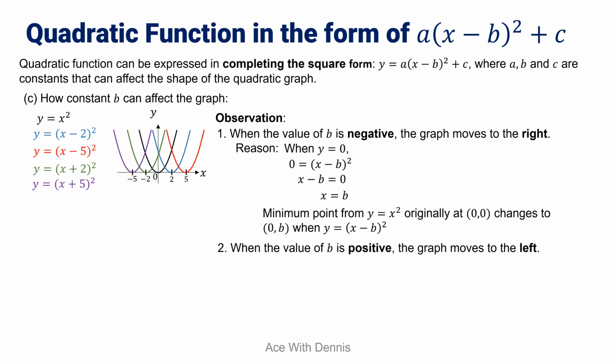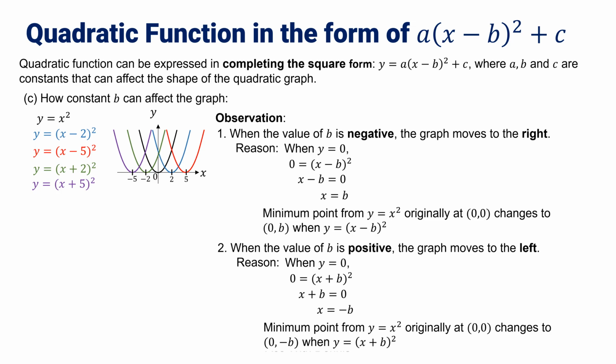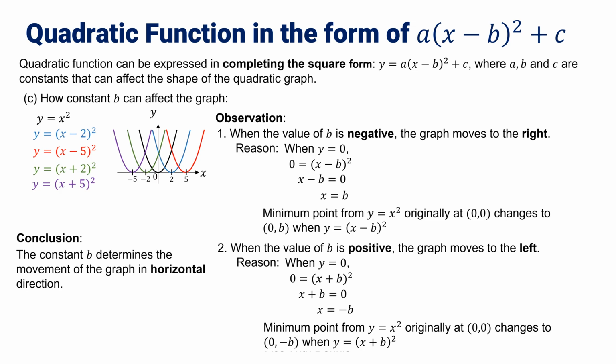Similarly, the second observation that we can see from here is when the value of b is positive, the graph moves to the left. The reason is because when y equals 0, the equation becomes 0 equals (x plus b) squared, which means x plus b equals 0, then x equals negative b. So this means that the minimum point from y equals x squared, originally at (0, 0), changes to (negative b, 0) when y equals (x plus b) squared. So the conclusion that we can make from here is that the constant b determines the movement of the graph in horizontal direction.